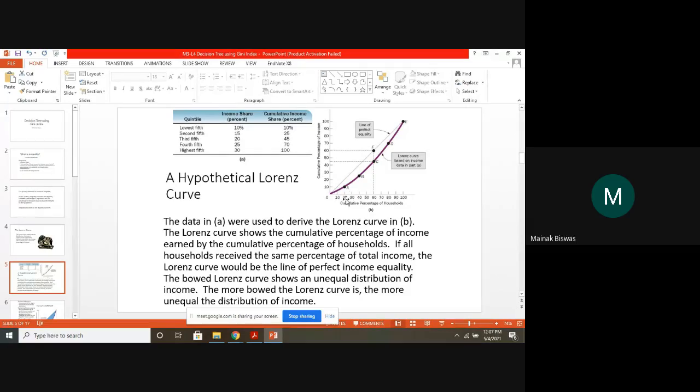And in here, that is the 1, 2, 3, 4, and 5. So 100 is divided into 5 parts of 20 each, right? So for A, it is 10. For B, it is 25. For C, it is around 45. For D, it is 70. For E, it is 100, right? So this is the Lorenz curve.